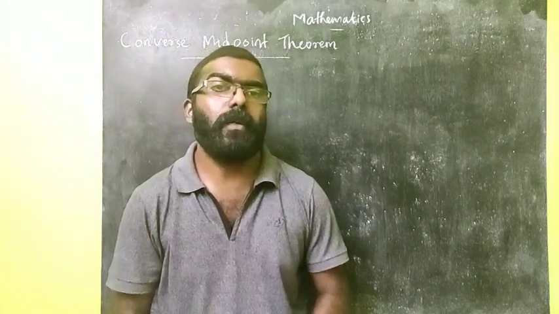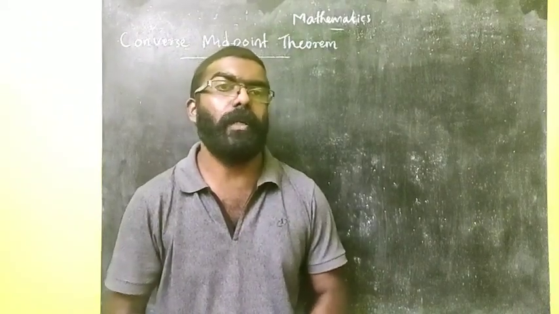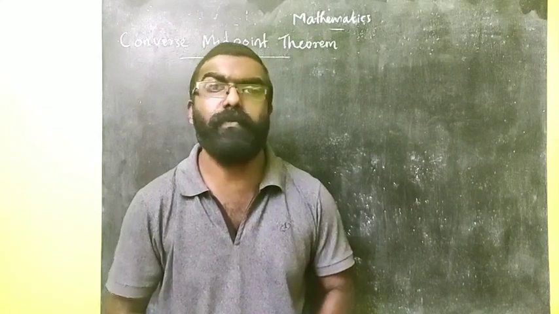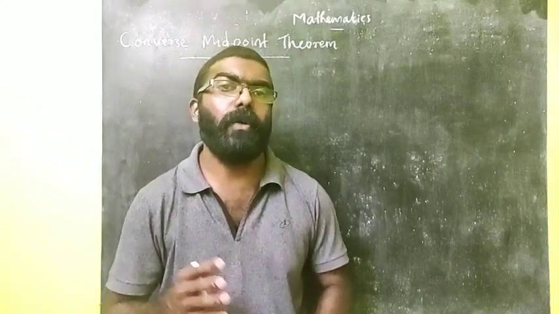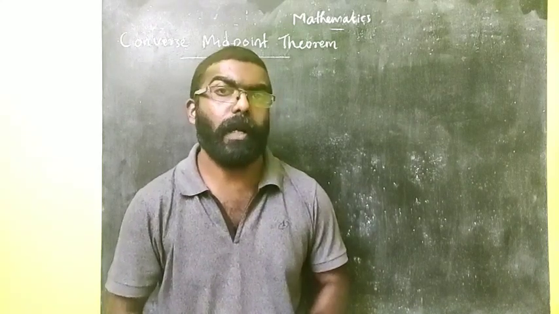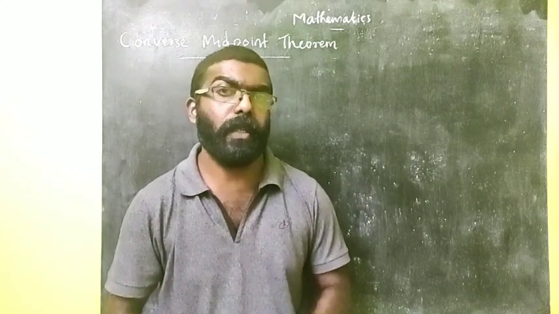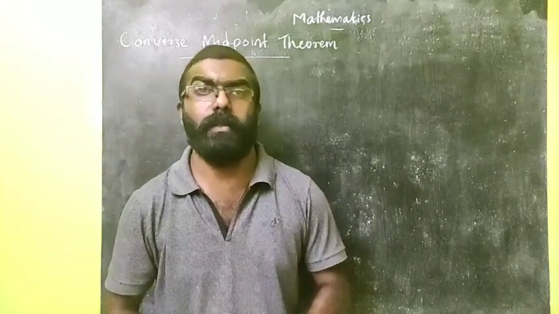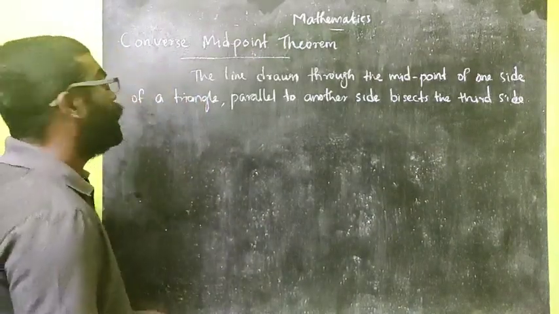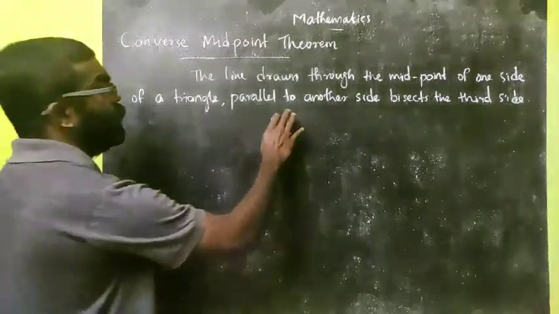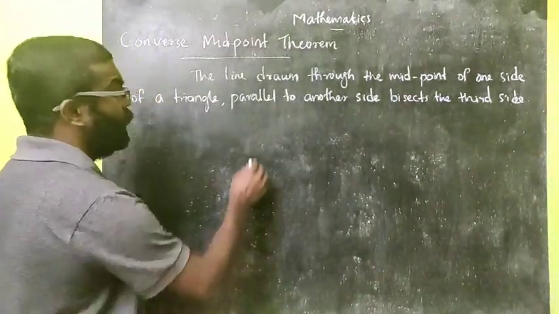The next is the converse of the midpoint theorem. A line drawn through the midpoint of one side of a triangle and parallel to another side bisects the third side. So the line drawn through the midpoint of one side of a triangle parallel to another side bisects the third side.